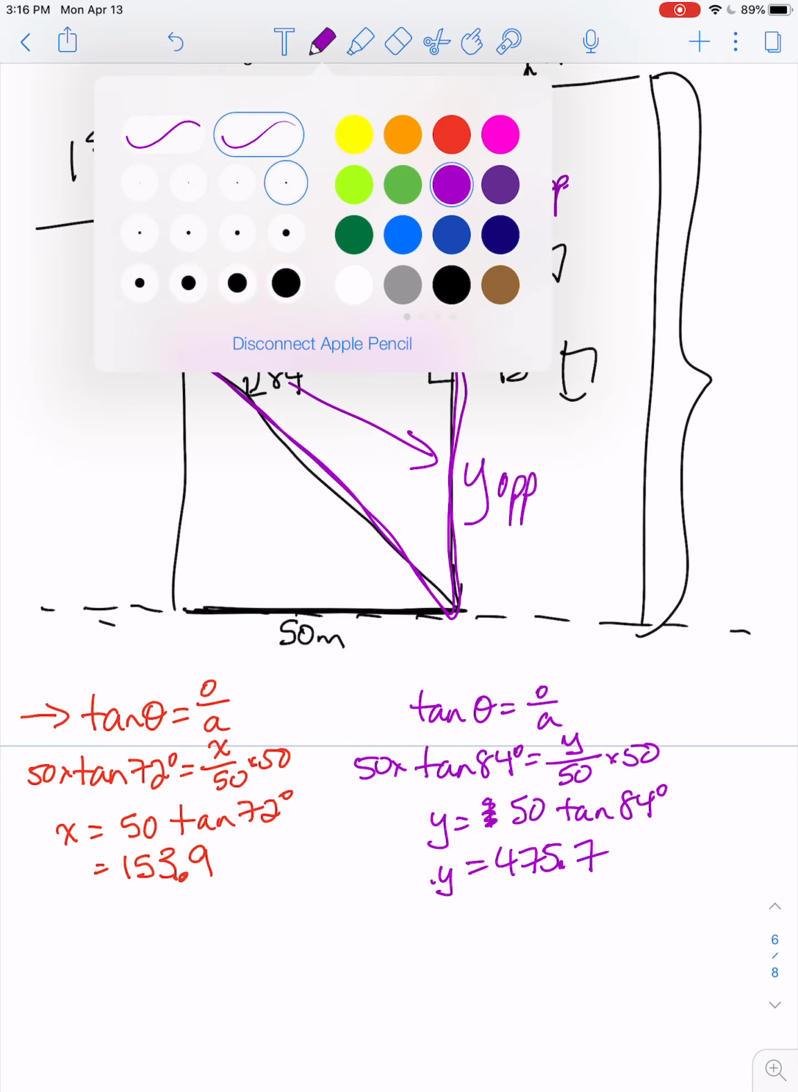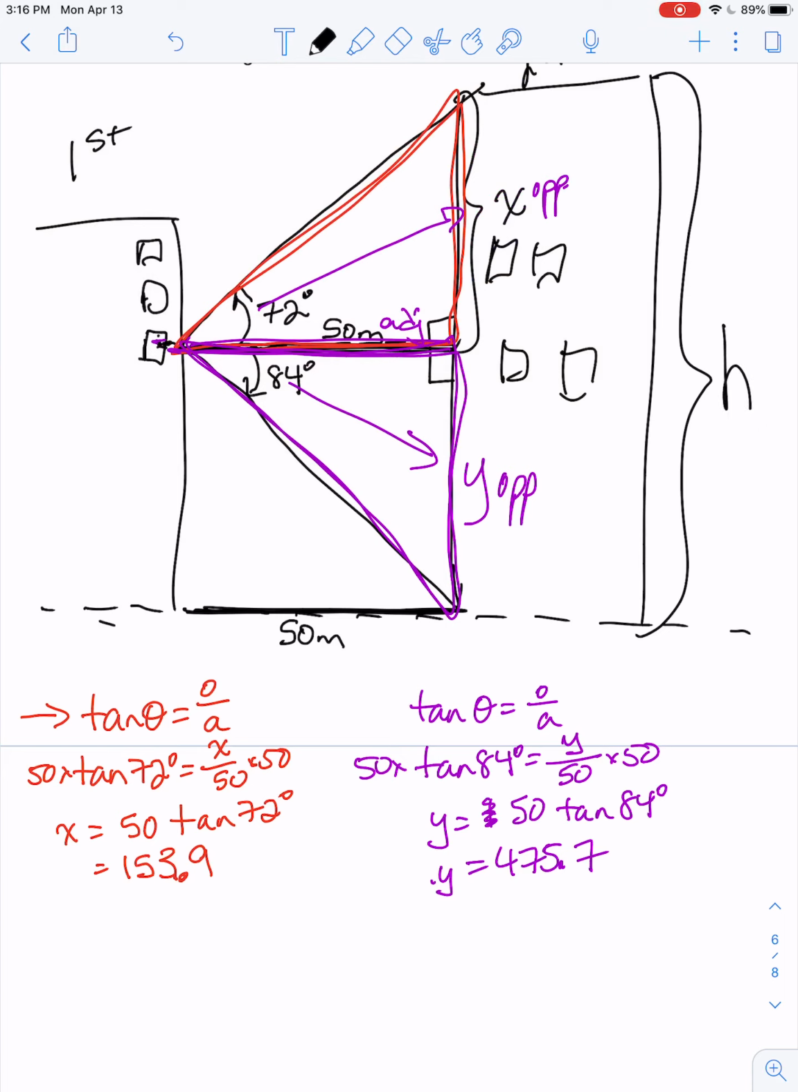So now we can solve the problem. This will be h for height. h equals 153.9 plus 475.7. That's 629.6 meters. That's a tall building.